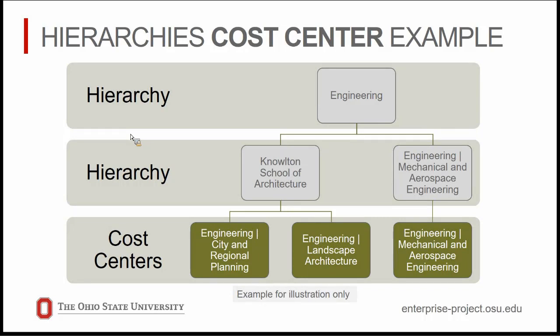And I will say this is just a snapshot of what a hierarchy is. The cost center hierarchy truly has 10 different levels. So we're able to take engineering, city and regional planning, and engineering landscape architecture and roll that together because that goes to the Knowlton School of Architecture. But maybe I'm in engineering and I want to pull engineering at the highest level. So I can roll all of their cost centers up to engineering. So when I'm pulling a report, I don't have to go in and select every single cost center to get it to pull in. I just pick engineering and it all comes together.